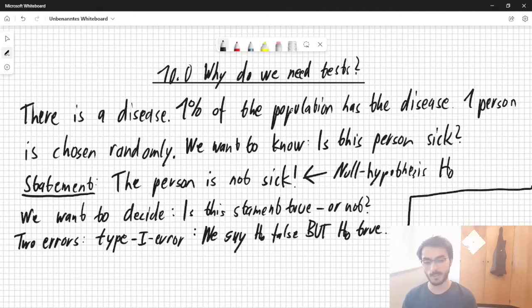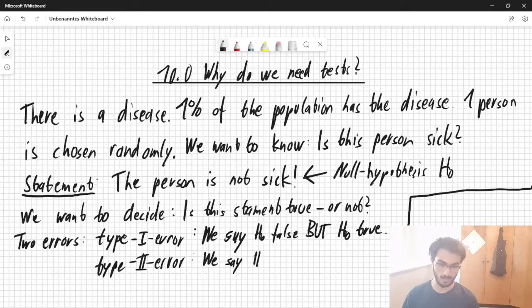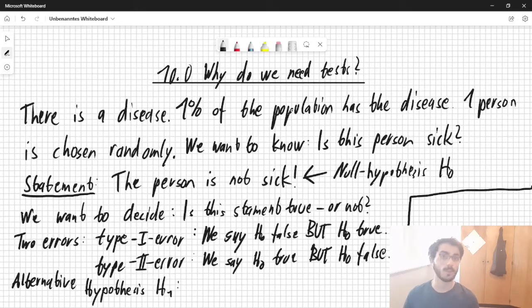This is why it's called type 1, type 2 error problem. Type 2 error is just the opposite. We say H0 is true, but it's false. We can only control one of these in classical testing. So that's also where phrasing comes in. We want to avoid type 1 error, and that's how we choose H0. Also, we can choose the alternative hypothesis, H1, which is just the opposite. In this case, the person is sick.